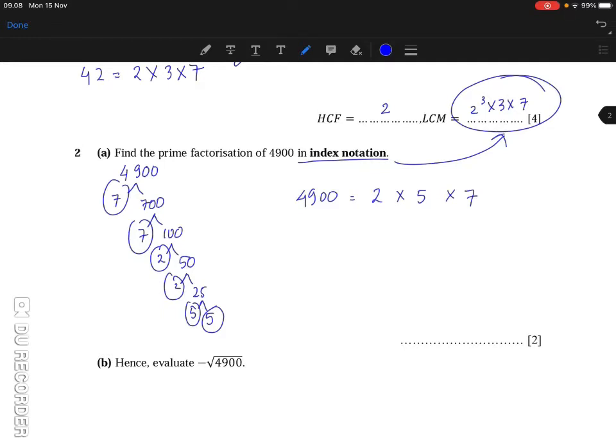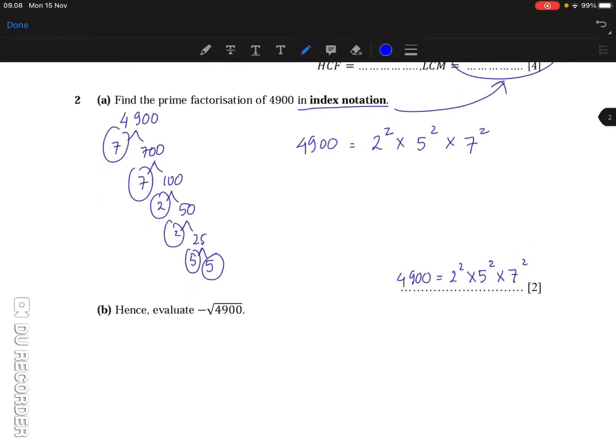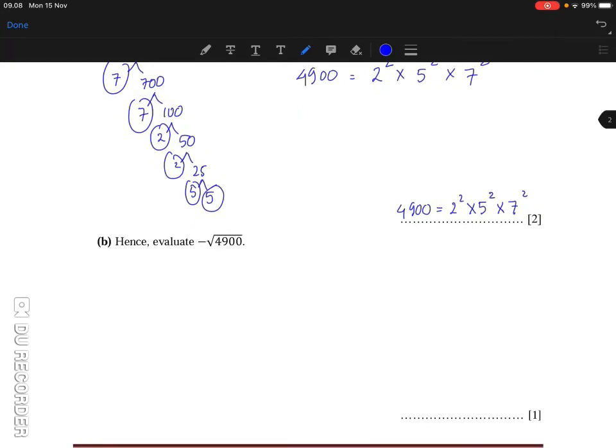And for this number 2, you have two number of 2, so 2 power by 2. And then 5, you have two number of 5, you will have square there. And then two number of 7, so put the 2 also in your 7, so for 4900, it is going to be 2 square multiply 5 square multiply 7 square. Finish. Now look at this, we have square root, but we have the same answer here.